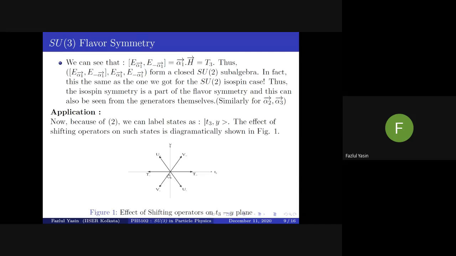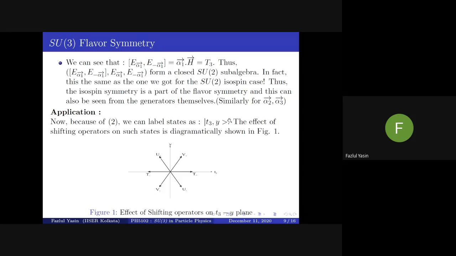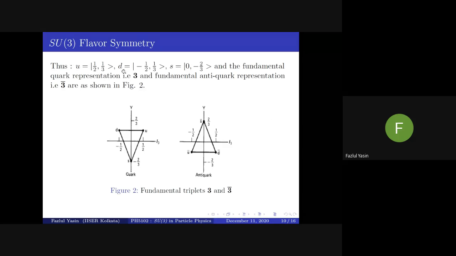U plus decreases the T3 value by half and increases the Y value by 1, and U minus does the opposite. And so, as per this labeling, the up, down, and strange quarks can just be represented in this manner, and these basically correspond to the weights. As I've said before, the weights are the eigenvalues, and so these are also basically the eigenvalues, and we can write the up, down, and strange quarks in this manner.